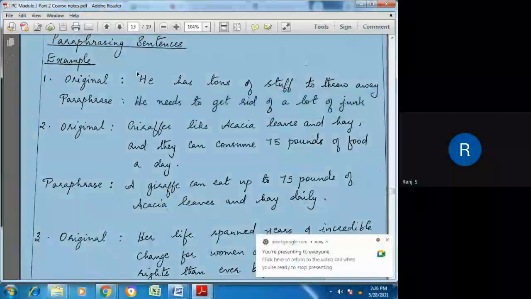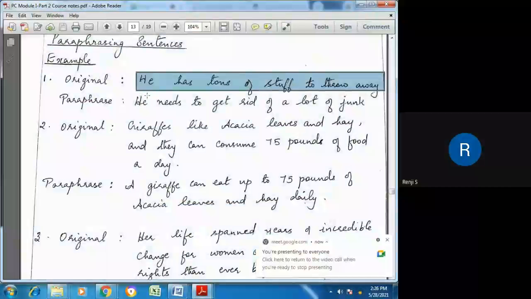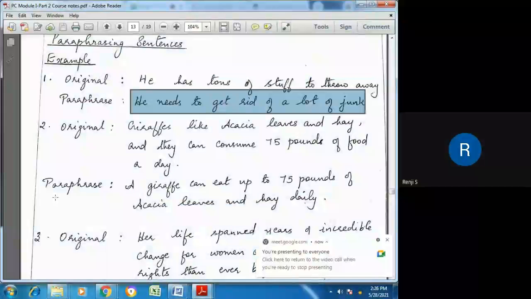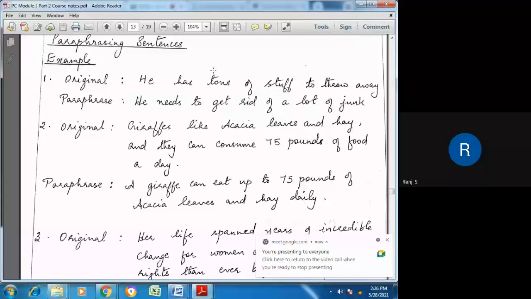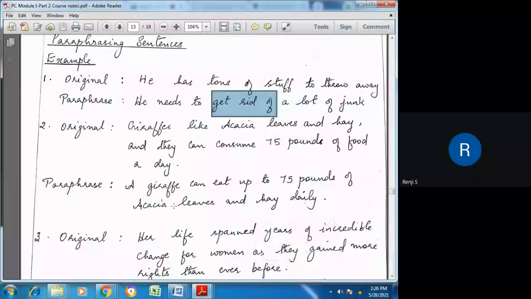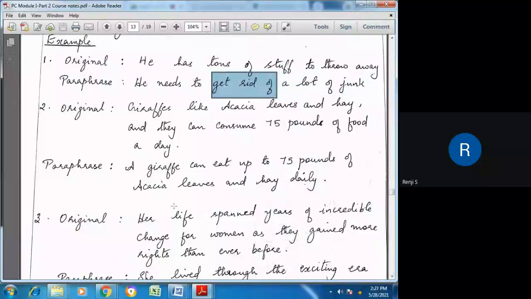So this is the original text and it is modified to a new text, but the meaning is the same, but certain words are replaced. Tons of stuff is replaced by a lot of junk. Also throw away is replaced by get rid of. Likewise, you can substitute words with the same meaning. Synonyms can be used when paraphrasing. Synonyms are the most important tool that you have in your hand when you paraphrase sentences.